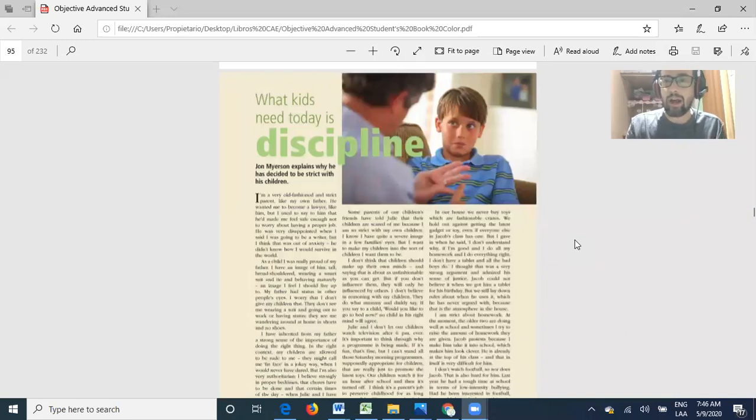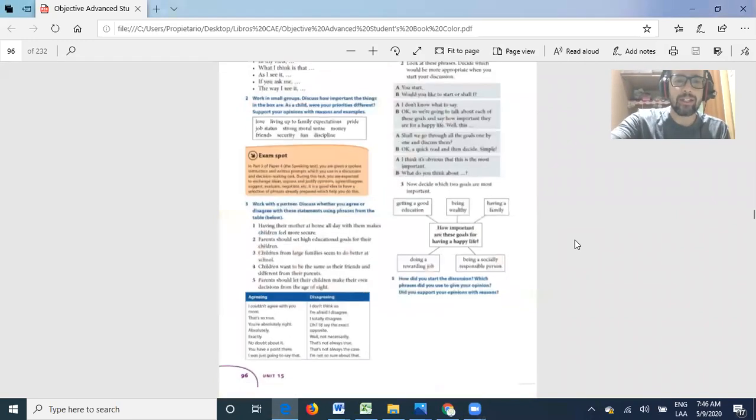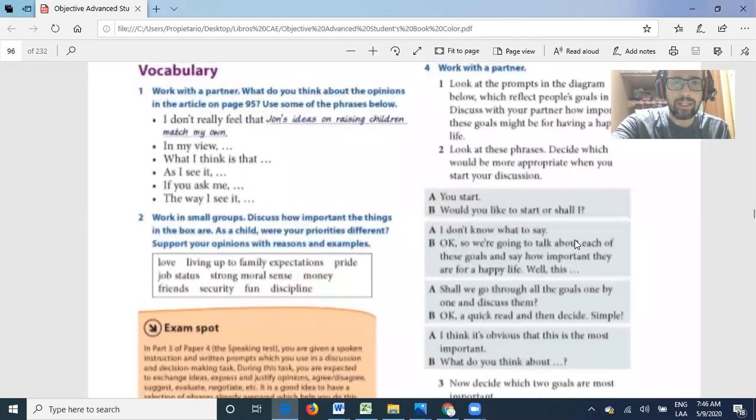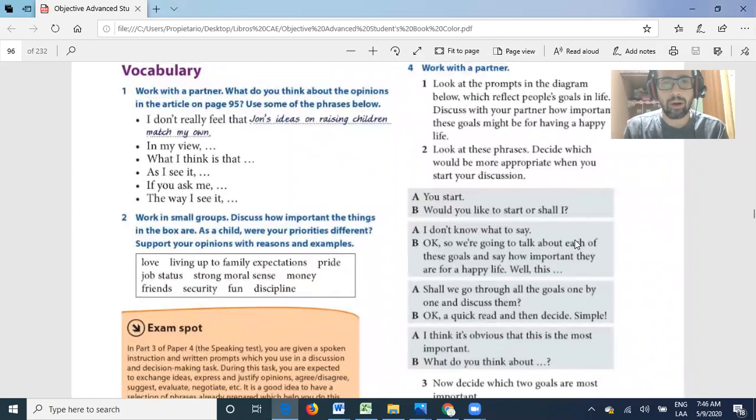Okay, let's continue then with our vocabulary part. And again, this vocabulary part that we're going to see today is going to help you a lot for part 3 of the speaking test. Remember where they put like a chart and you need to interact with your partner. And so let's go right away to page 96. And well, it says here, first of all, work with a partner. Well, you can work, of course, just here with me right now.